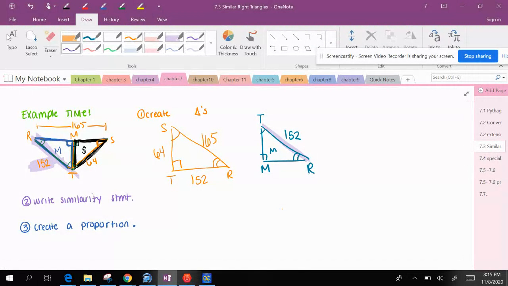And last but not least, my tiny triangle, small. My right angle is what? M. My 1 tally is S. And that leaves T to be my 2 tallies. And what's the only side I can mark? S to T, which is 64.